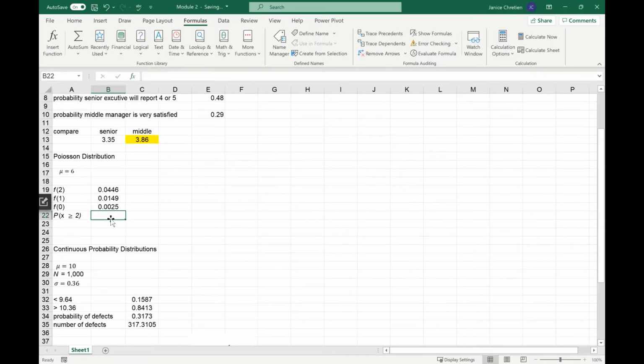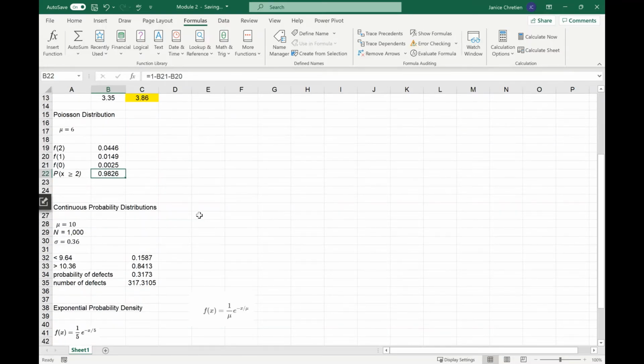Now to find this value of P when x is equal to or greater than 2, I'm going to take 1, which would be the total sum, minus f when x is 0 and minus f when x is 1. And so my answer is 0.9826.